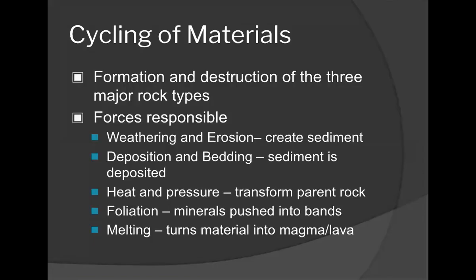During the rock cycle, there is a cycling of materials. There's formation and destruction of the three major rock types. The forces that are responsible for this are the following. Weathering and erosion, which creates sediment. Deposition and bedding, so the sediment is deposited. Heat and pressure, these are what transform the parent rock. Foliation, minerals pushed into bands, where we see the different banding patterns. And last is melting, which turns material into magma or lava. So magma inside, lava out.